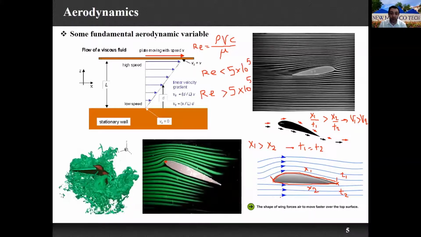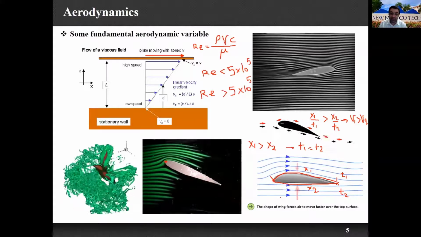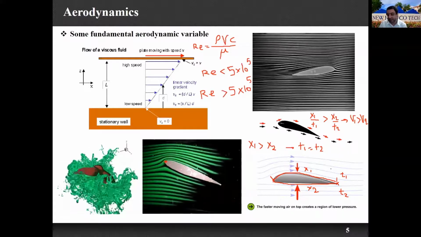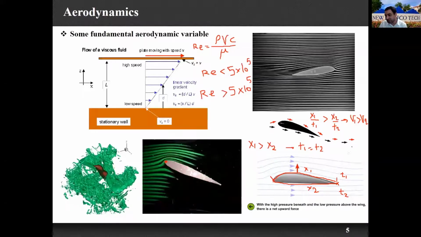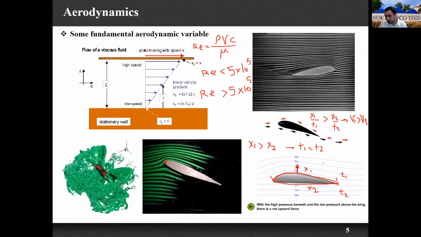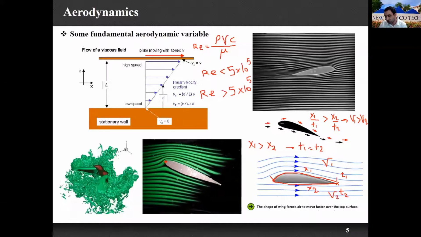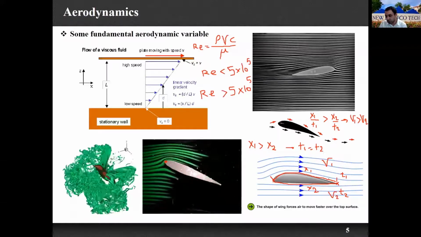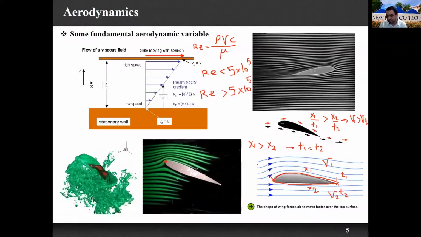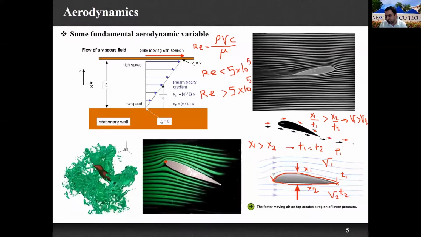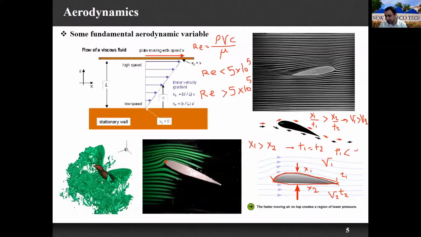There is a Bernoulli equation which shows that once the velocity of the flow on one side is more, the pressure is less. So once V1 is more than V2, if I write here, this is our V1, and this is the flow speed V2. V1 is more than V2, so the pressure P1 should be less than P2.